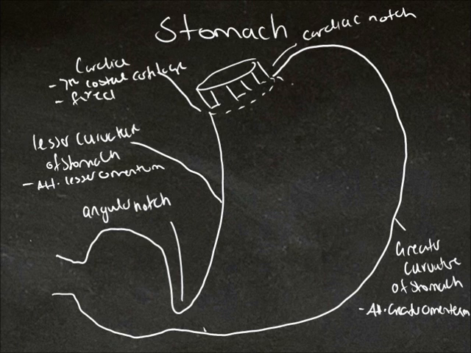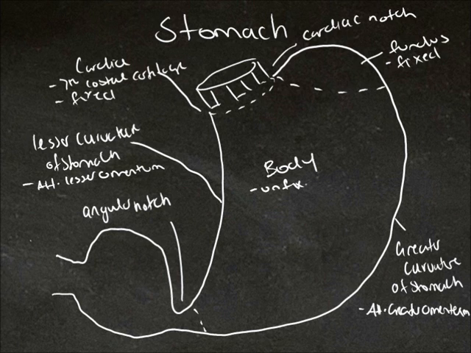The second is the fundus. This is also a fixed area of the stomach. The main part of the stomach is referred to as the body of the stomach. This is an unfixed portion of the stomach. Just before the pyloric sphincter, we have the pyloric part of the stomach.